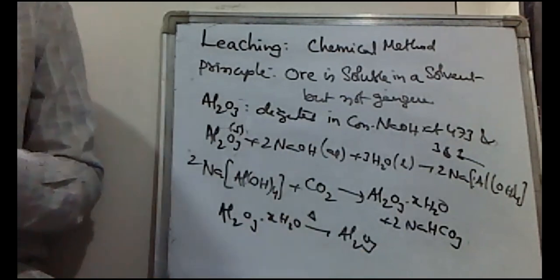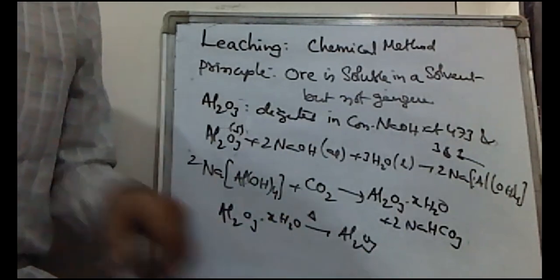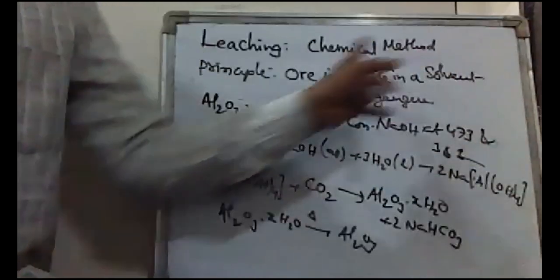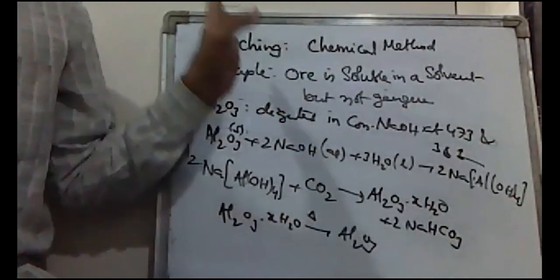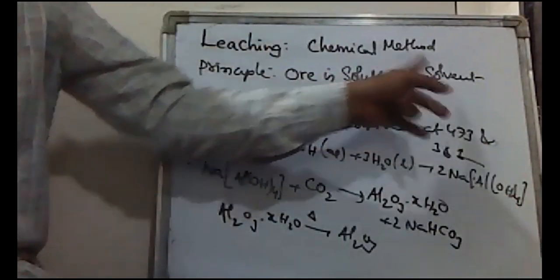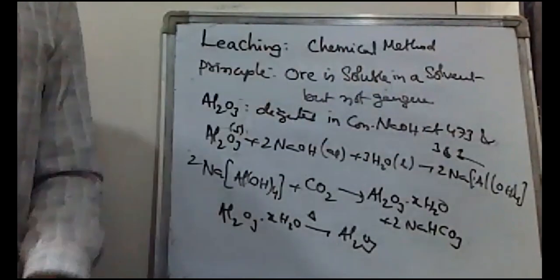So the leaching method basically involves what principle? The ore is soluble in a suitable solvent, but not the gangue. Then only the leaching method is used. Either the ore should be soluble in a suitable solvent, but not the gangue particles.